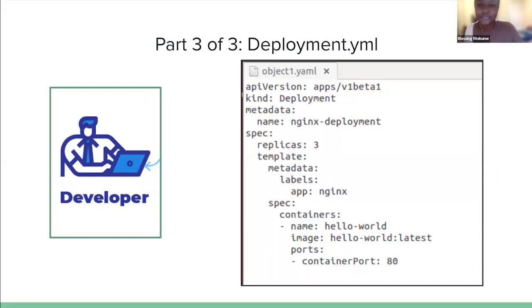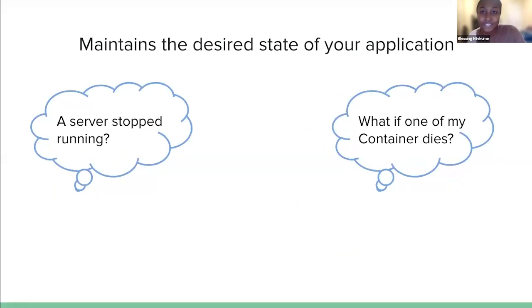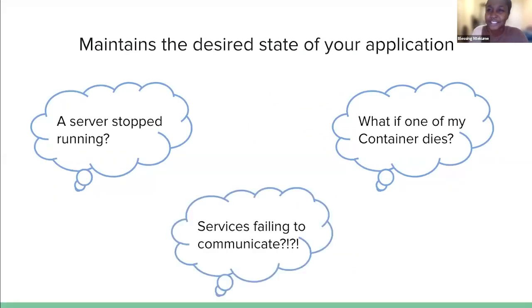So yeah, I've shown you all these components. You're probably like, Blessing, that's cool. So what does Kubernetes actually do? It just maintains the desired state of your application, if we were to put it into one sentence. So if you remember all those questions I had, like our containers are dying, like, oh, what if one of my containers dies? Or what if a server stopped running or my services are failing to communicate?